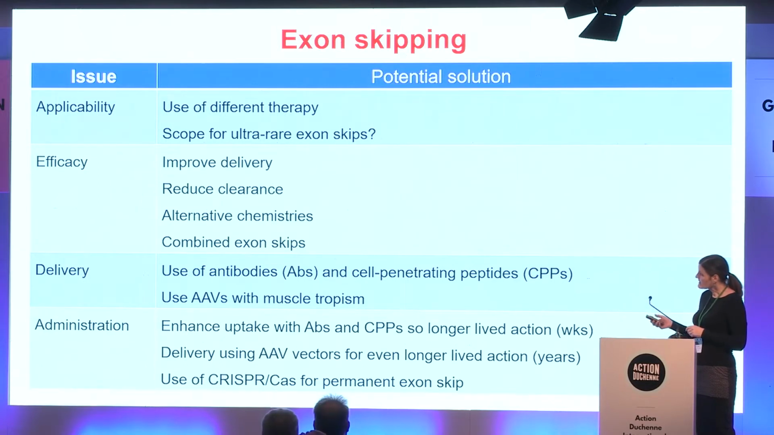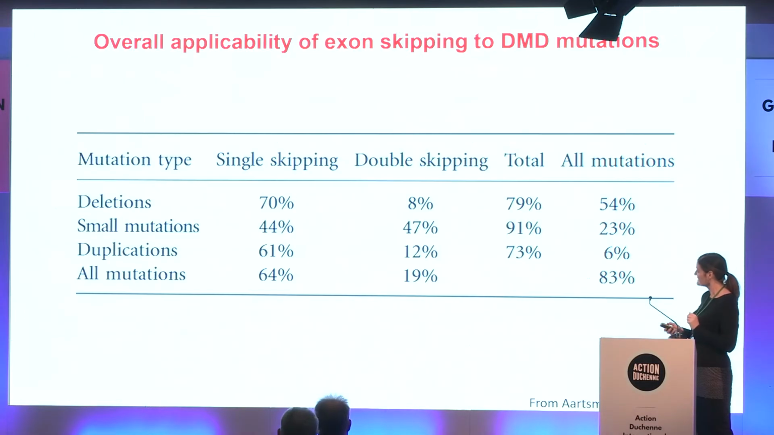And then for the efficacy, improving the delivery, and Tom's already mentioned it, using antibodies and cell-penetrating peptides could really enhance that, and I will go through that briefly and then talk about using safe viral vectors for the delivery of the antisense, which shows some overlaps with using them for delivering the microdystrophin. I will talk about alternative chemistries and combined exon skips, and that's about it, but let me go through.